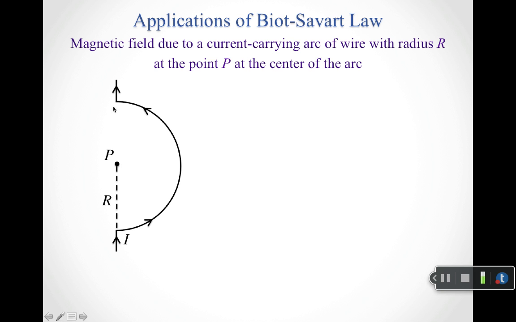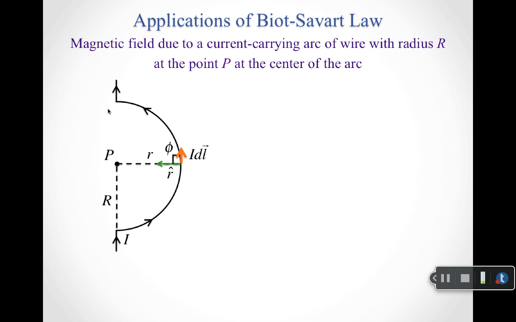So here's our drawing. We're going to pick a little element I dl. I'm going to draw in r. R hat has to lie along r and point in the direction towards P, from my current element towards P. And this lets me figure out what phi is.